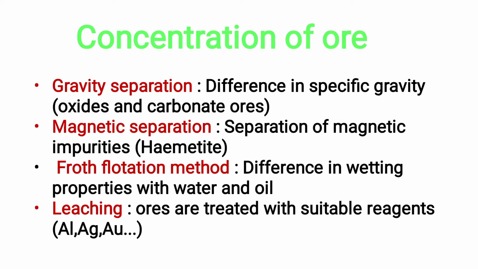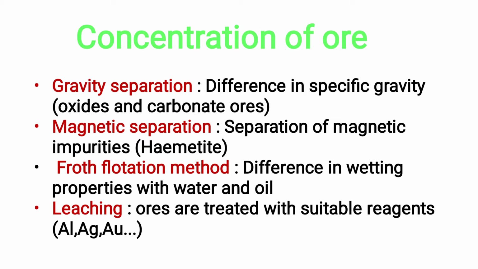Next one is the froth flotation method. It is based on the difference in wetting properties of ore and gangue with water and oil. When a mixture of powdered ore along with some water and a little pure oil is agitated by blowing air, a froth is formed. In this froth, the lighter ore particles are carried to the surface by the foam and the heavier impurities remain at the bottom.